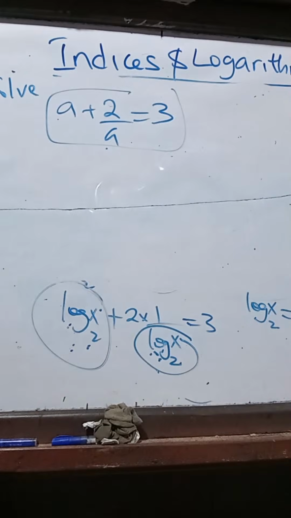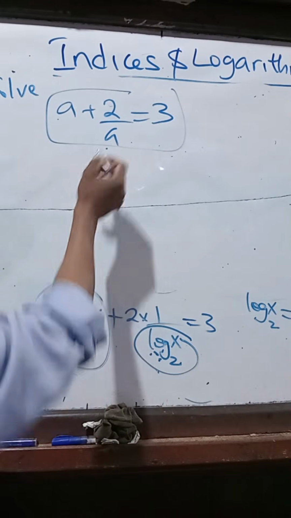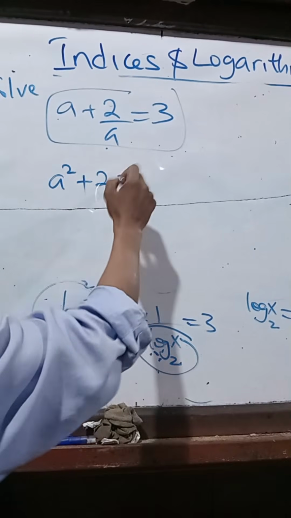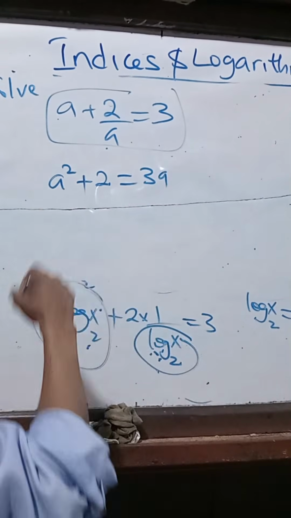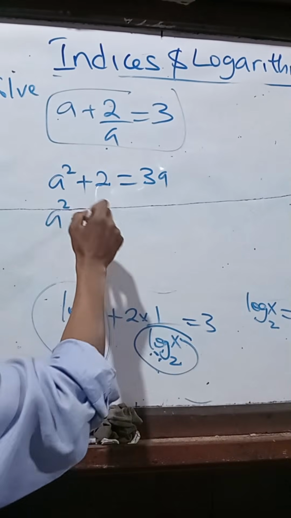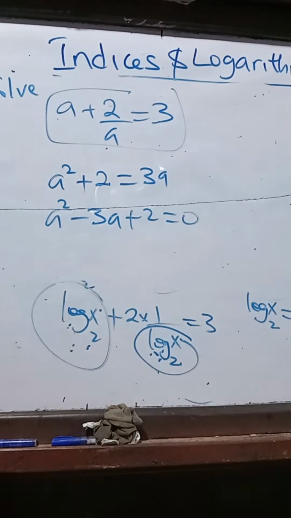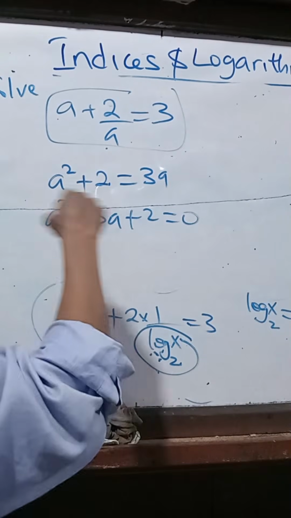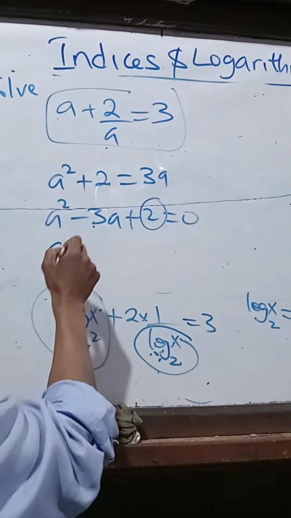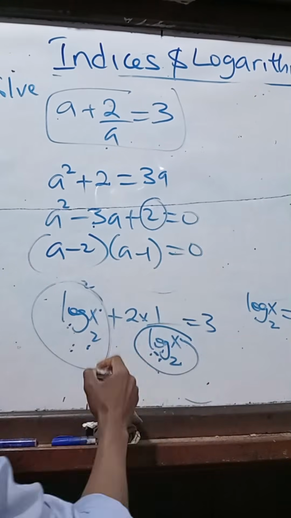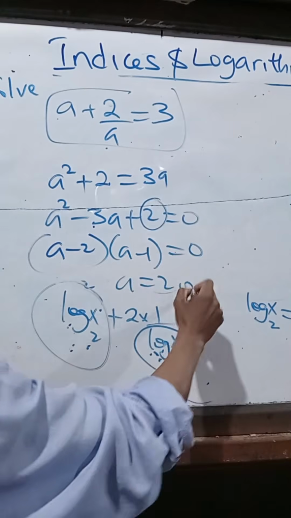So we now have, you can solve this one. This will be A squared plus 2 equal to 3A. So we now have A squared minus 3A plus 2 equal to 0. So we can factorize it. We're going to have (A minus 2)(A minus 1) equal to 0. So A is equal to 2 or 1.